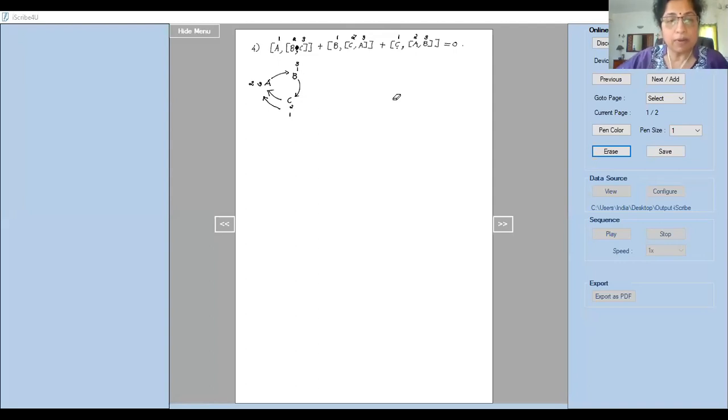Now in this expression, suppose I had changed this one, I had reversed the cyclic order. So I had written B comma A comma C.